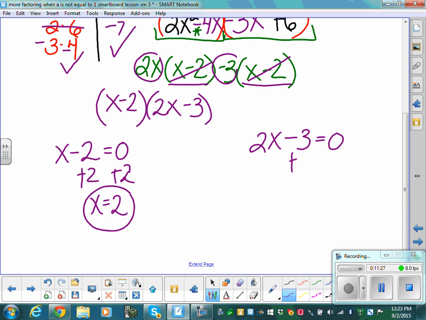I'm going to add 3. So we have 2x is equal to 3. Divide by 2. So x is equal to 3 halves is my second answer. Okay.